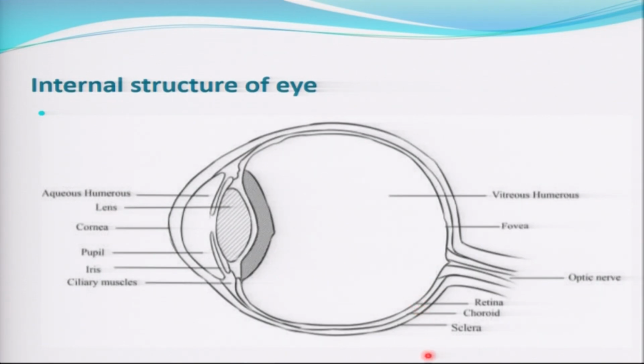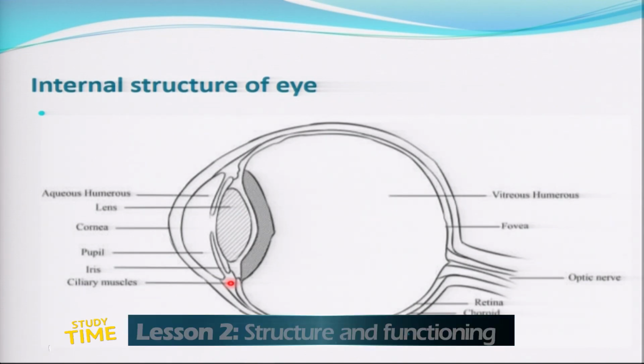On the sclera, we have this part called the cornea, which is transparent and allows the light to pass here. From this, we have the pupil, then the iris. Then we have the ciliary muscles here. The ciliary muscles maintain the iris in position. It makes the iris stable.